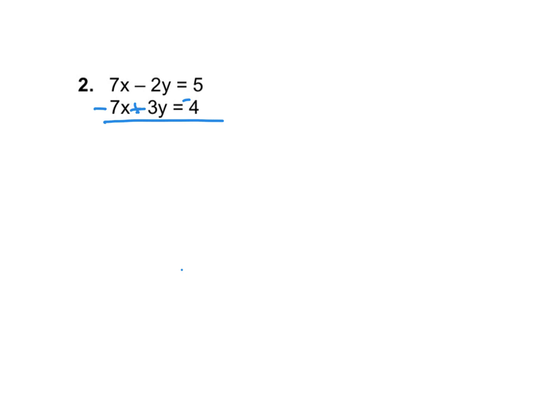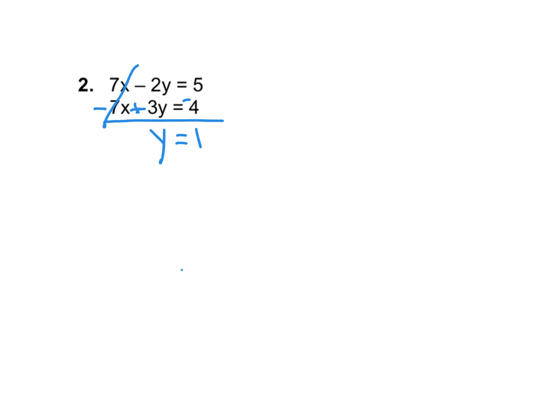And you don't have to think about it as much when you've got those double negatives. So I have 7x plus negative 7x, and I'm going to have 0 x's. Those are going to cancel out. Negative 2y plus 3y is going to give me just one y, which is equal to 1. So we know y is equal to 1.